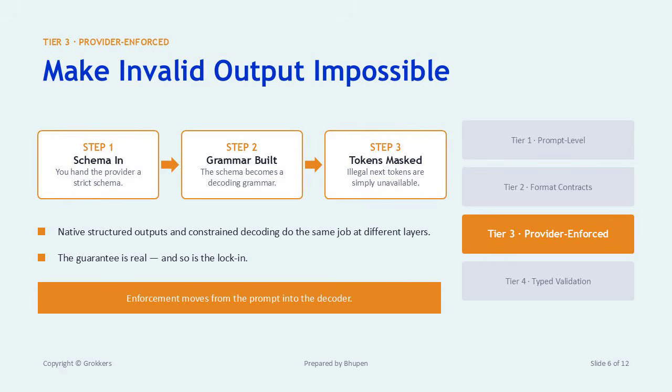Now the trade-off, because the hype around this tier tends to skip it. The guarantee is real, and it's the strongest one available, and the lock-in is equally real. You're depending on a specific provider's implementation, and complex schemas can push the model towards stilted content, even while the shape stays perfect. What's genuinely changed here is location. Enforcement has moved out of your prompt and into the decoder.